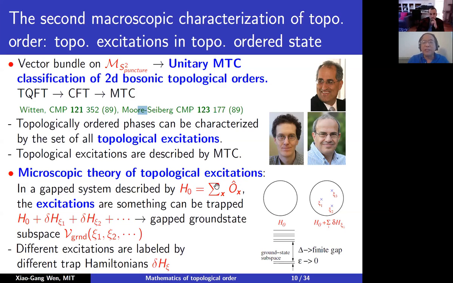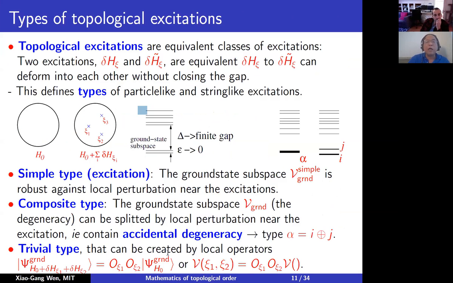And from here, we can see that the so-called excitations are labeled by the trap Hamiltonian, this delta H, which just labels different excitations. That's a very general way to say excitation. But certainly, there's an infinite number of delta H. That's too complicated, and you want to have an equivalence relation. These topological excitations are equivalence classes of the excitations.